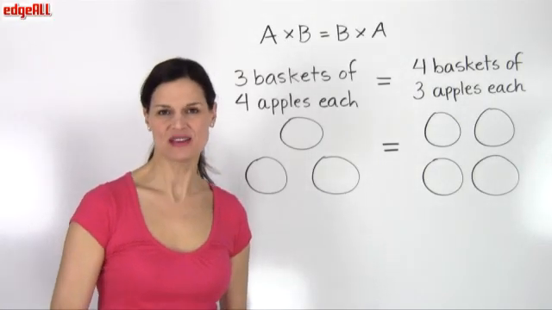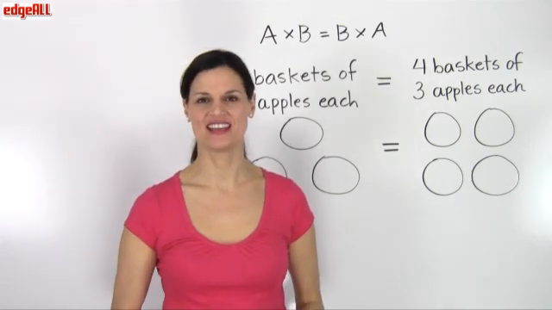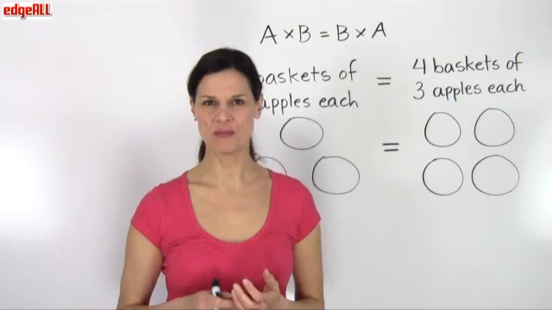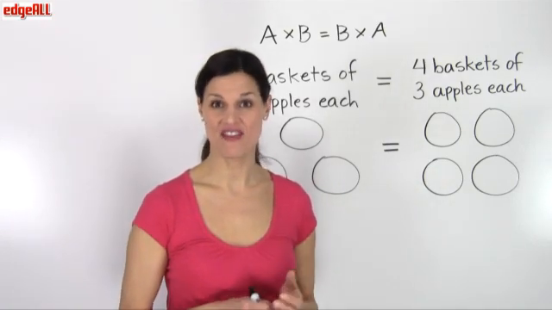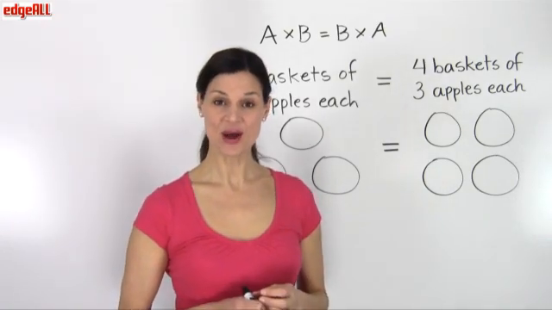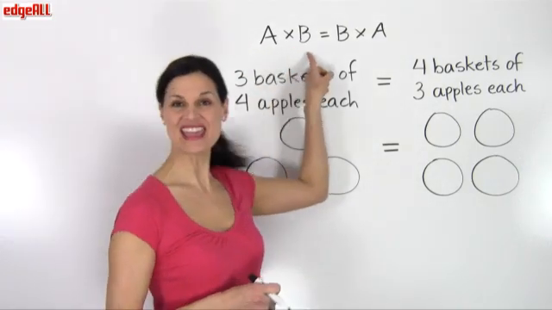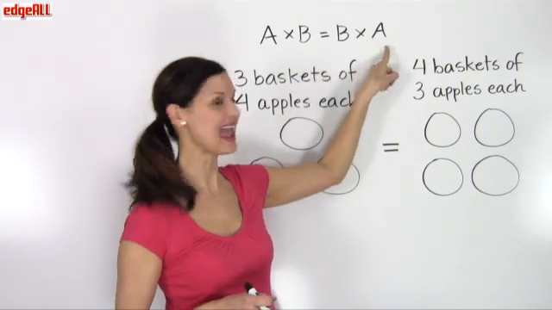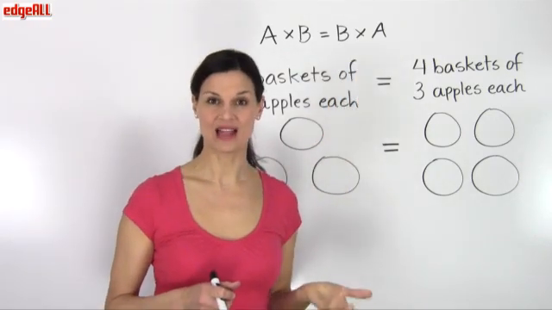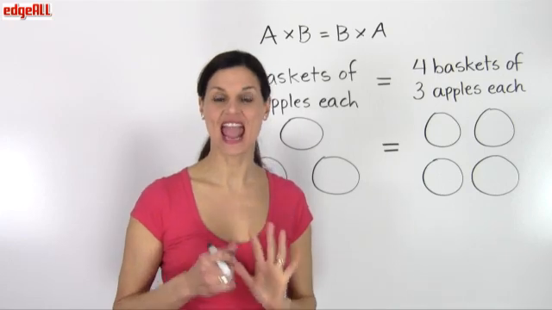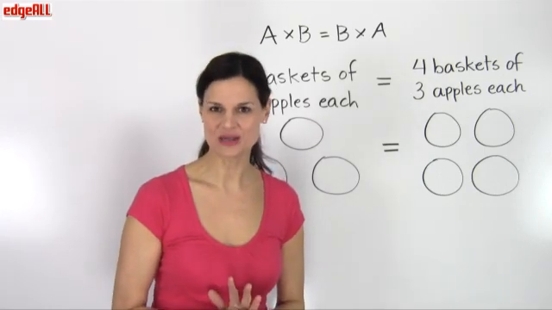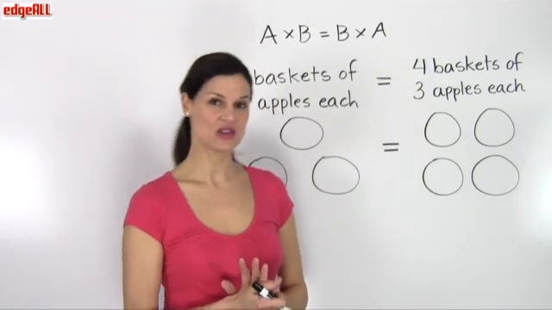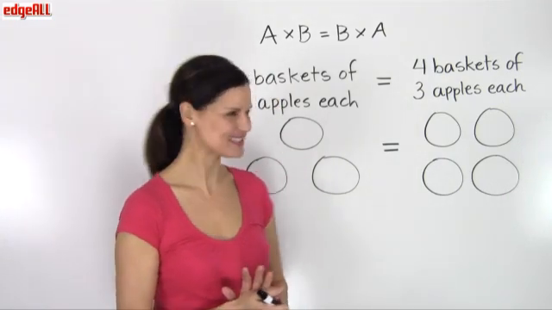The commutative property of multiplication tells us that the order in which numbers are multiplied does not affect the product. So, A times B has the same answer as B times A. You can multiply two numbers in any order and the result will be the same. Let's look at an example of this using baskets of apples.